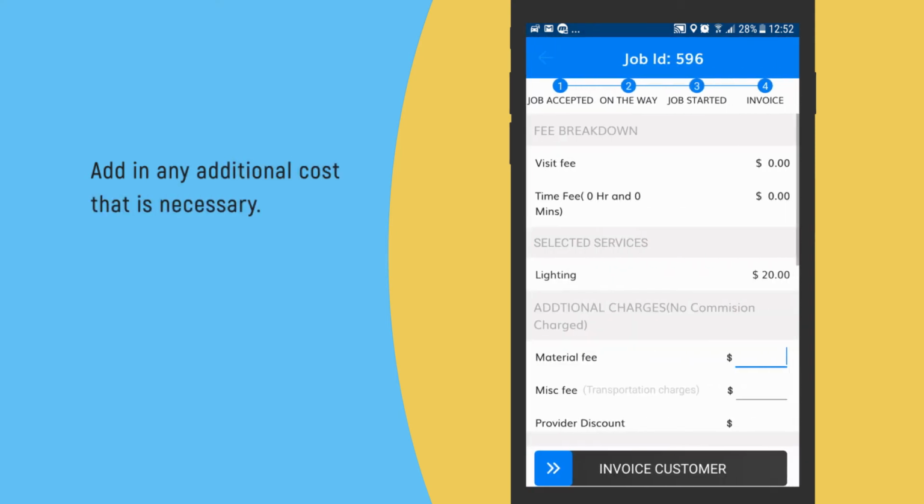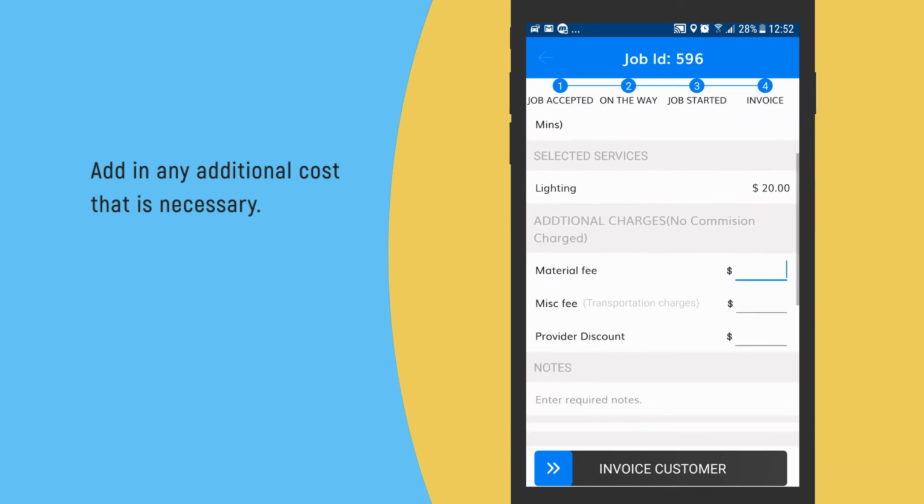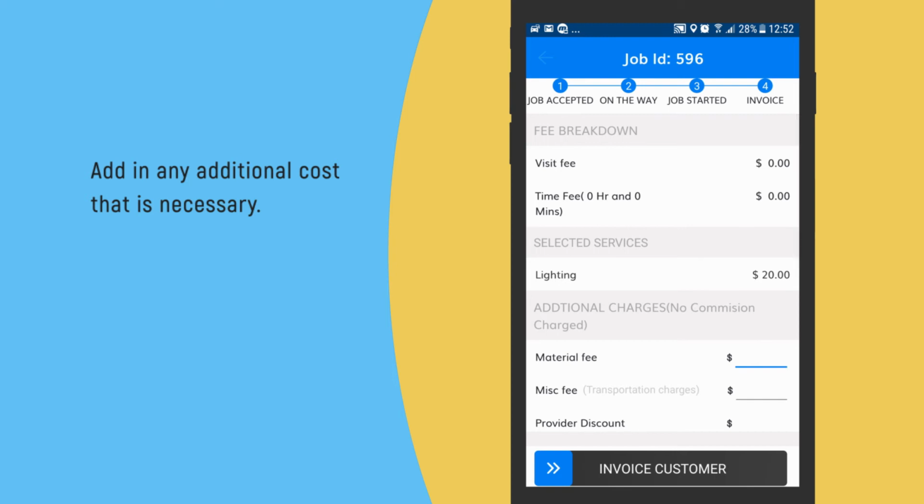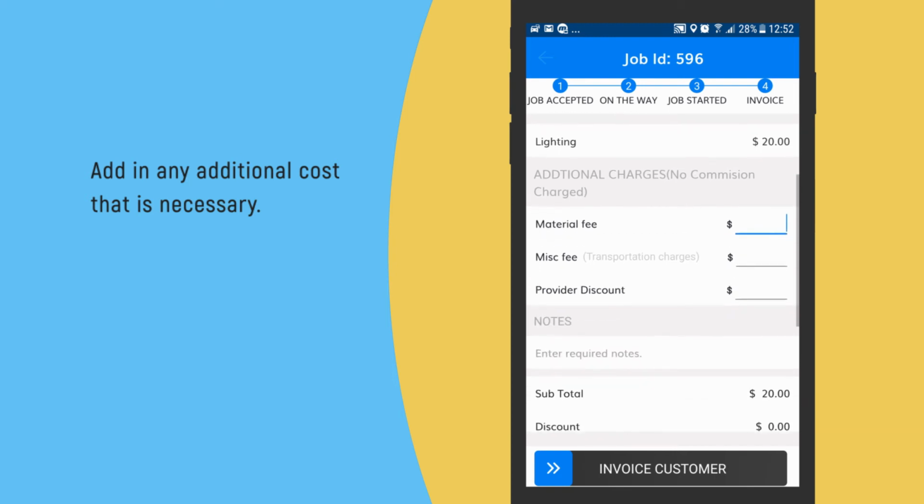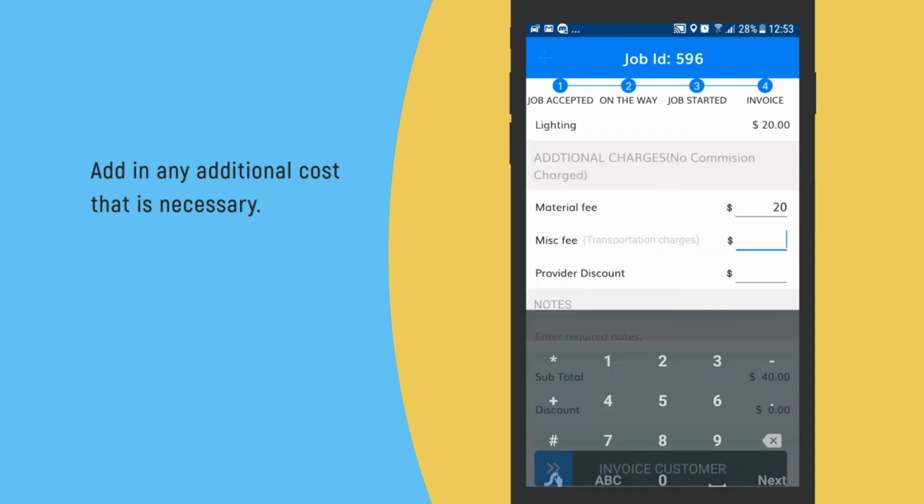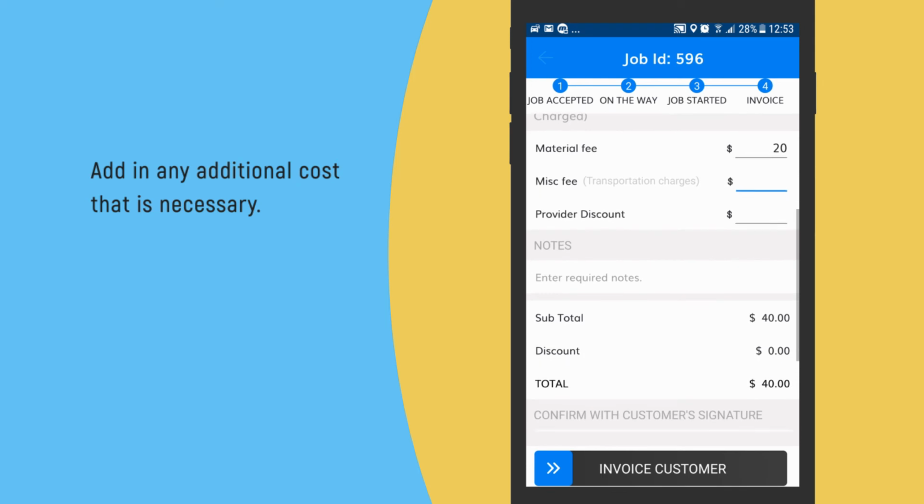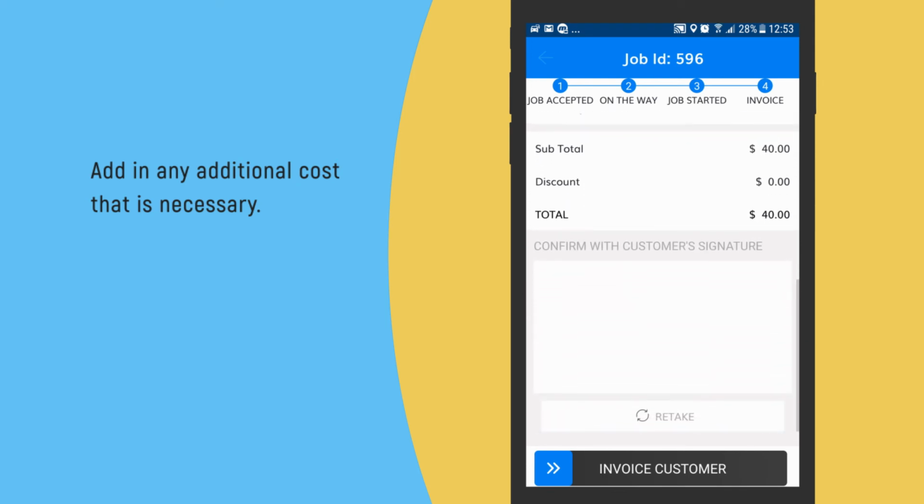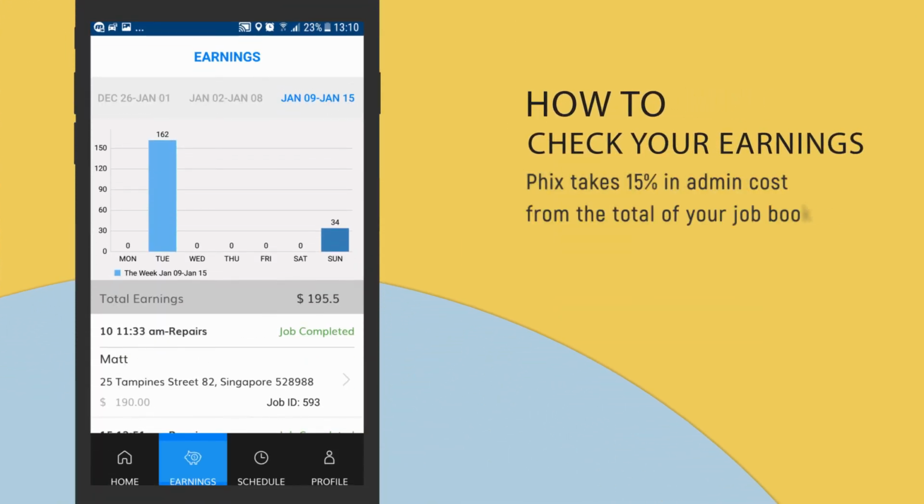The invoice will then pop up, showing the amount that the customer will be charged. The fee will comprise of an appointment fee and your hourly charges. You may also include any miscellaneous fees, such as additional material that you purchased and used in the job. You can then show this to the customer. If the customer agrees, get them to sign on the invoice and tap Done. That's it.